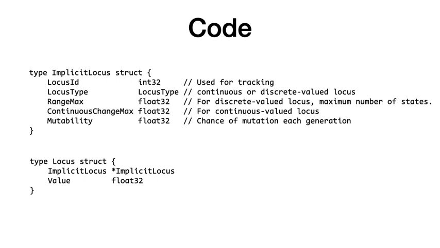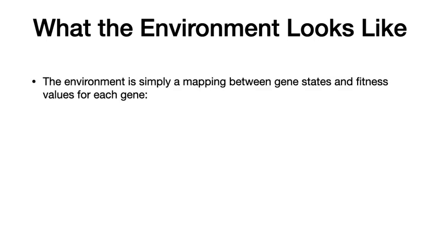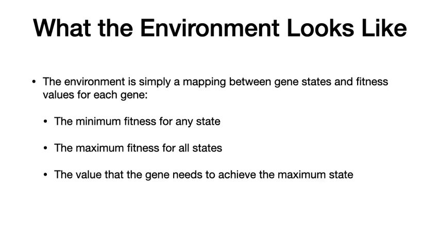So an actual locus in an organism simply points back to the implicit locus and then the value for it. An environment is just a mapping between gene states and fitness values for each gene. It's going to give us the minimum fitness for any state, the maximum fitness for all states, and then the value that the gene needs to achieve the maximum state. So that's what the fitness mapping looks like, and that's for each implicit locus. And so the total fitness is simply the average of your fitness across your entire genome.